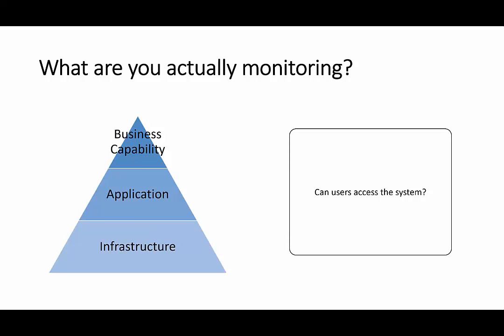We could make this even more specific. As an example, if we had an Amazon type application that we were working on, we might ask the question, can users access their shopping cart? Where the shopping cart would be a specific piece of functionality. And what we can see here is that by changing the questions that we ask, we effectively start monitoring different areas of our application. So remember that a business capability can be split across multiple applications. And each application could also be split across multiple infrastructure pieces.